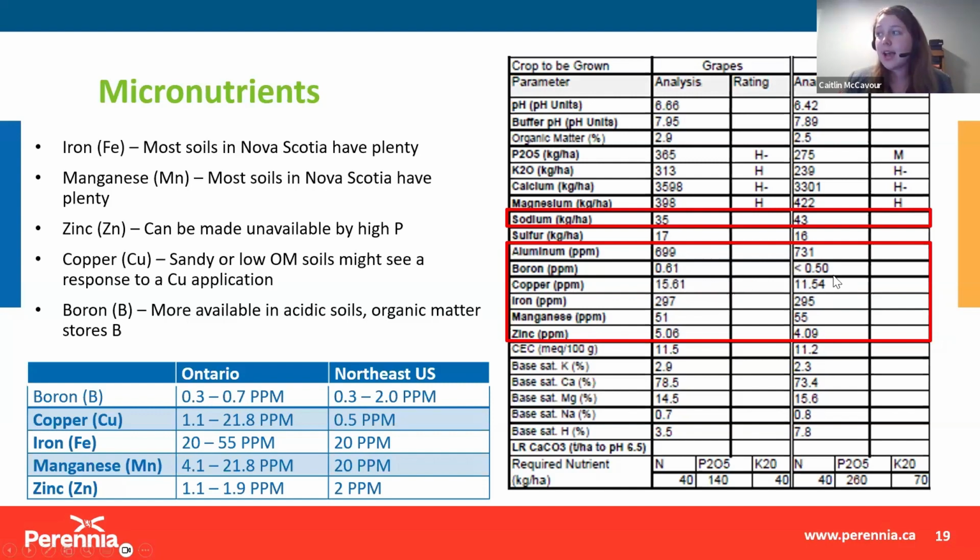Some of the detectable limits, so this is an example where the lab can't really detect anything, or at least the confidence of detection is below 0.5. So anything below 0.5 just says below 0.5. That's an important thing to note, that all of these nutrients do have detection limits, and they differ based on the nutrient.